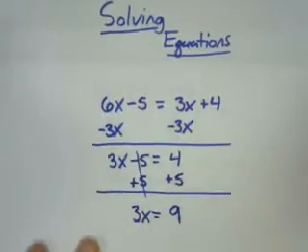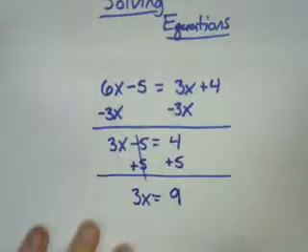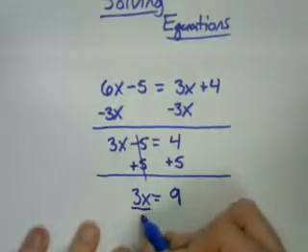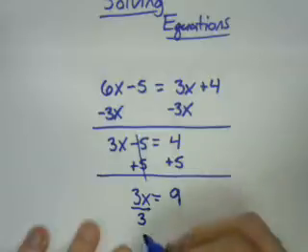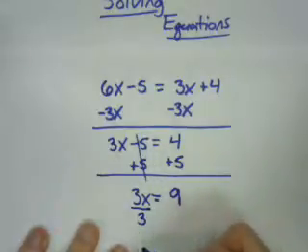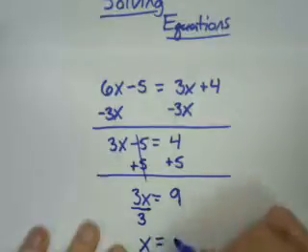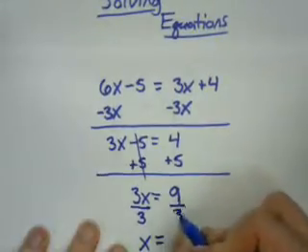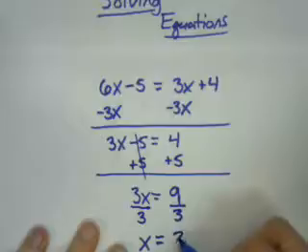Okay? And then from here, it's just like the prior problem. I divide by 3 because it's 3 times x. I divide by 3. I get 3 divided by 3 is 1x, or that's just an x because we don't show coefficients of 1. And what I do to one side, I have to do to the other. 9 divided by 3 is 3.